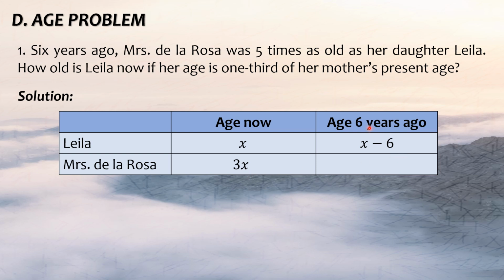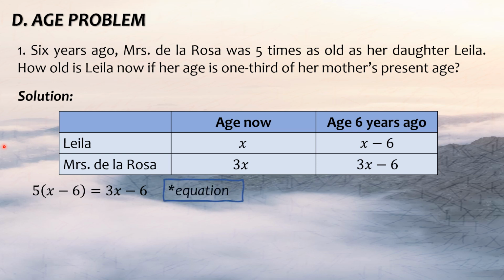Next is age 6 years ago. So, yung edad ni Mrs. De La Rosa na 3x sa present ay ima-minus din natin sa 6 dahil ang sabi dyan ay age 6 years ago. Okay, let us now have the solution. So, we have the given or resulting equation 5 times x minus 6 equals 3x minus 6.